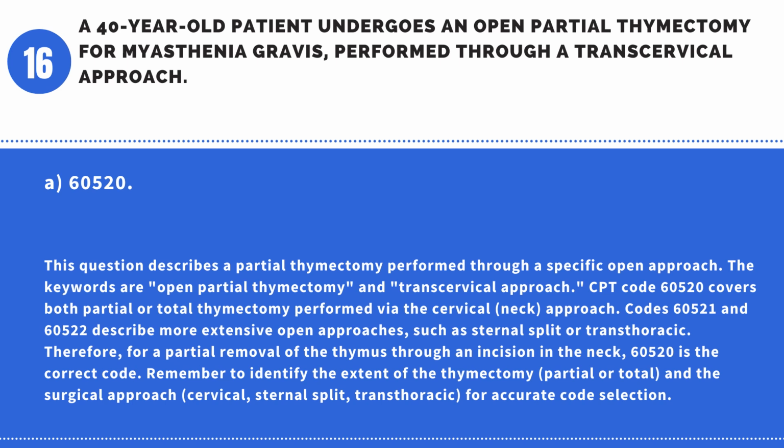60,520. This question describes a partial thymectomy performed through a specific open approach. The keywords are open partial thymectomy and transcervical approach. CPT code 60520 covers both partial or total thymectomy performed via the cervical, neck, approach. Code 60521 and 60522 describe more extensive open approaches, such as sternal split or transthoracic. Therefore, for a partial removal of the thymus through an incision in the neck, 60520 is the correct code.